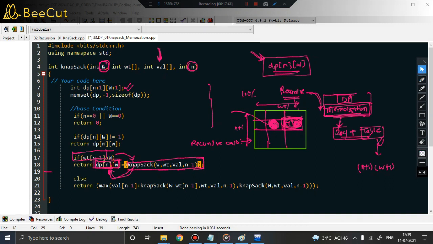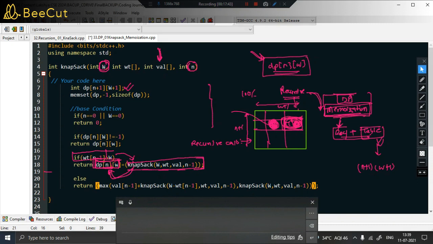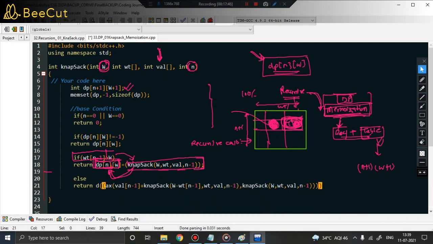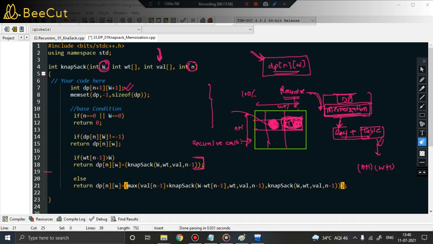Same thing here. Return dp n w equal to this. Now why am I writing it in both places? Because if this condition is true, then you know that the answer to this question dp n w will be solved by this approach.